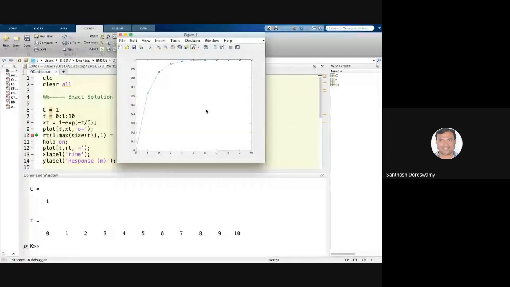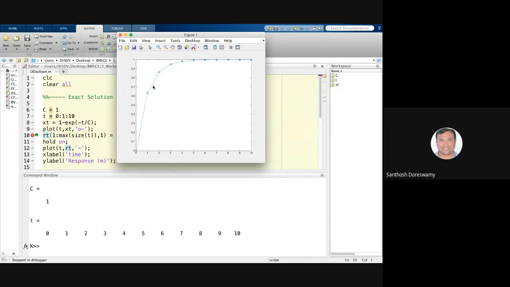So you will see that as and when the time varies, your displacement of the plunger or the piston also varies and will settle down to 1. Okay, so this is the variation of your x of t.